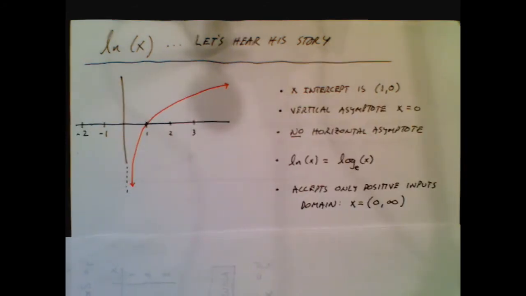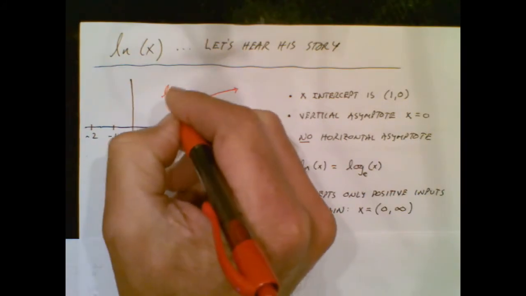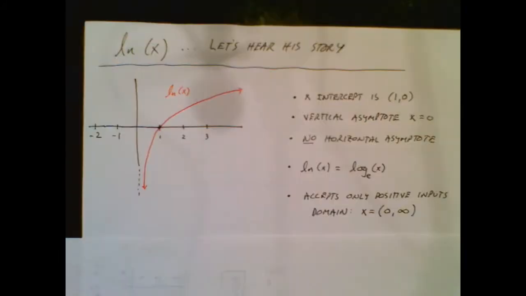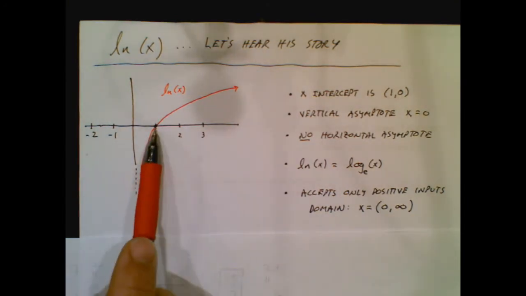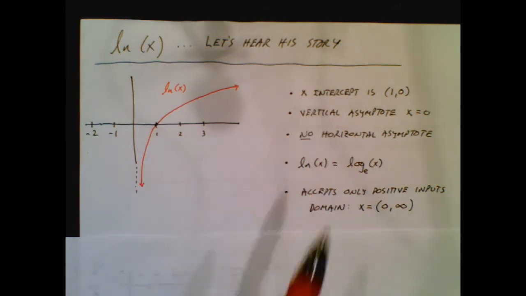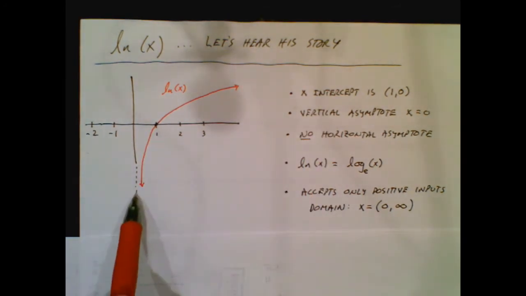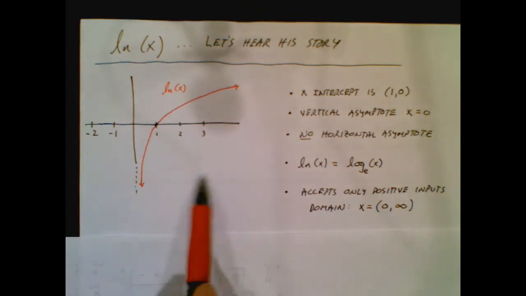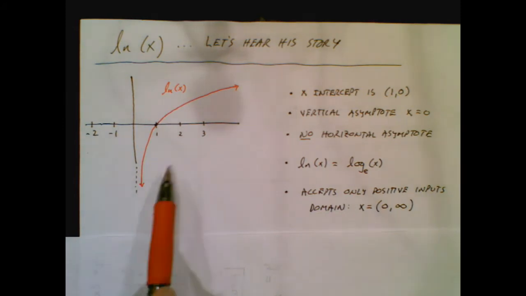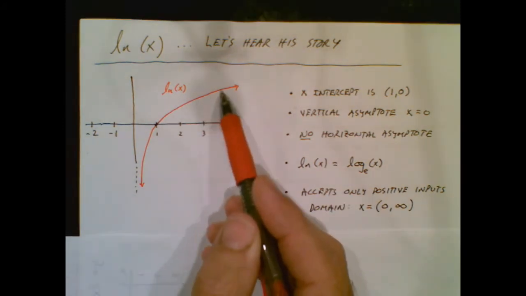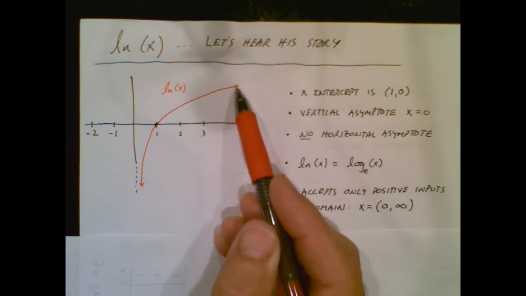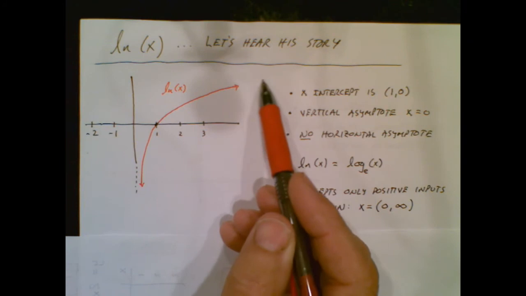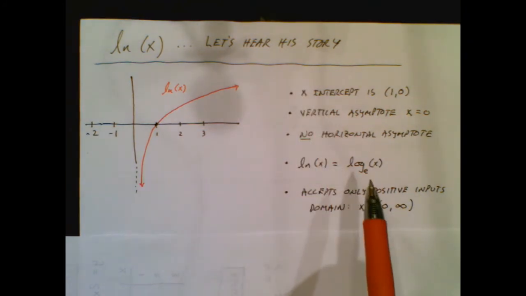So here's a graph of natural log of x, and I'm just going to point out a couple characteristics that you have to implant in your brain. It has an x-intercept, (1, 0). It has a vertical asymptote, which means it's always going to stay in positive x territory. There is no horizontal asymptote, meaning when it's heading this way, it's not going to approach an asymptote. It's going to continue to increase forever and ever.